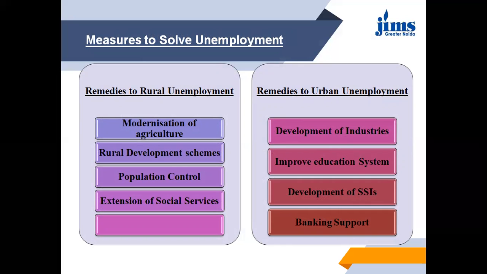Then remedies for urban areas. First, industries should be developed in a good manner, whether small scale industries or big industries. Third point is also development of small scale industries. Then improve the education system. Obviously, our education system is still not very strong, and practical knowledge is very less. Banking support should be good so that if anyone wants to do any kind of business or start their own venture, they can easily get banking support.